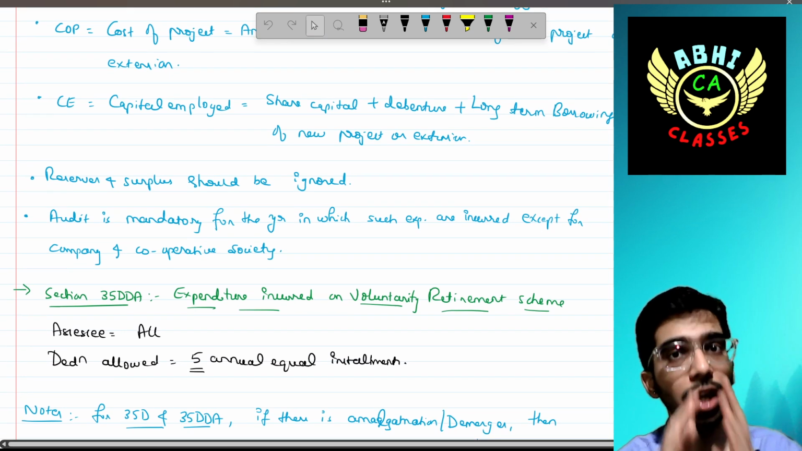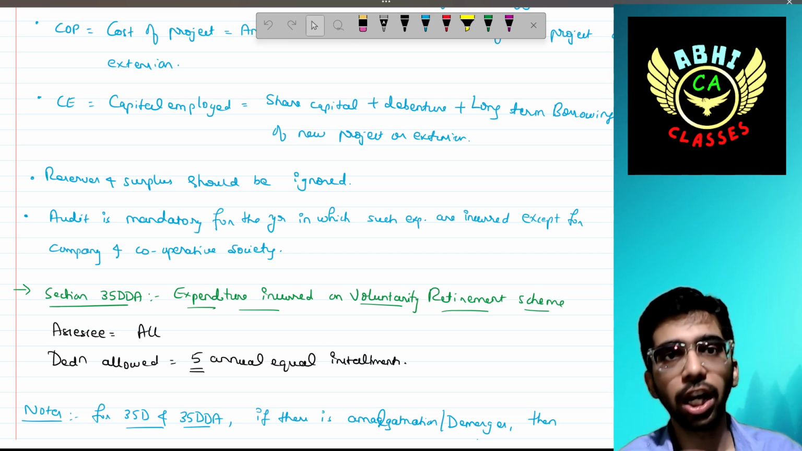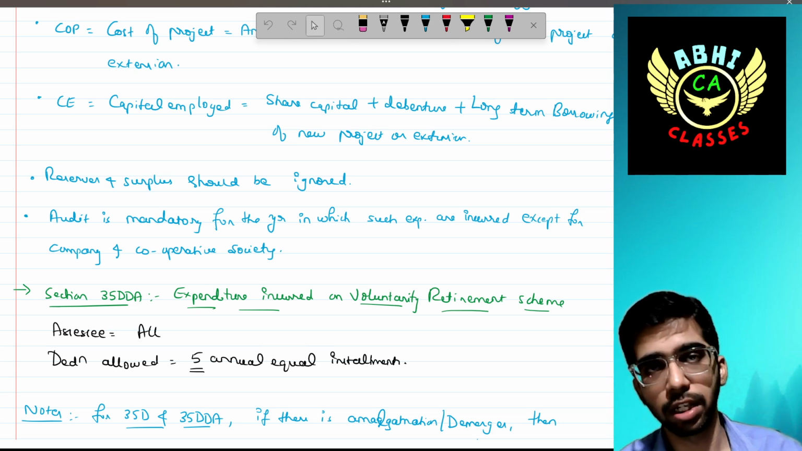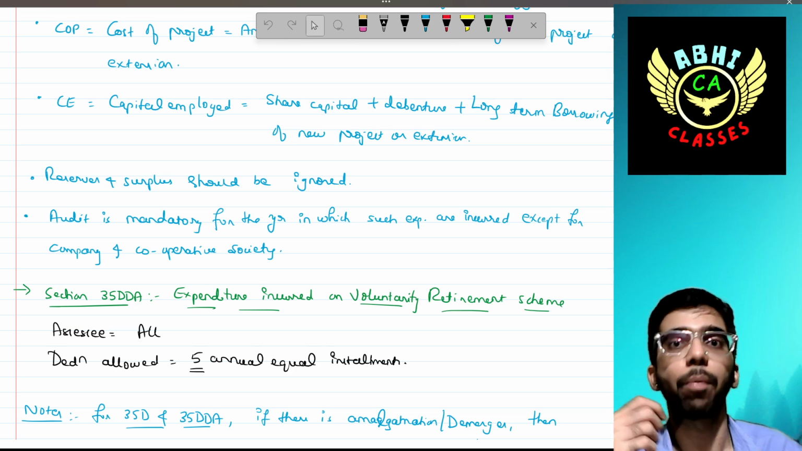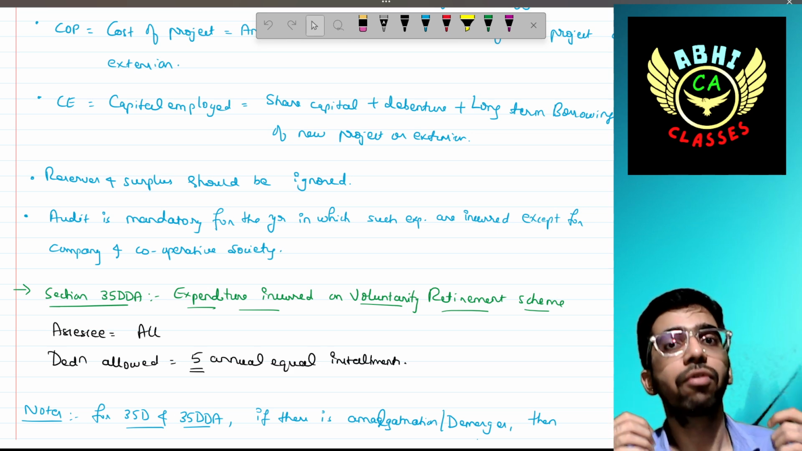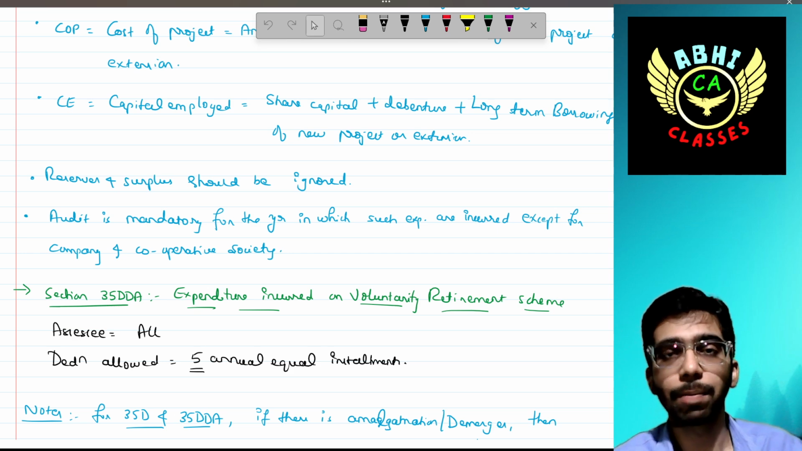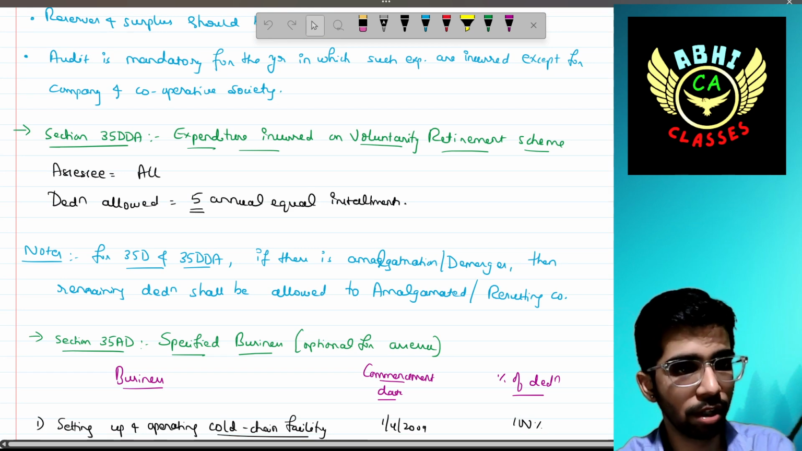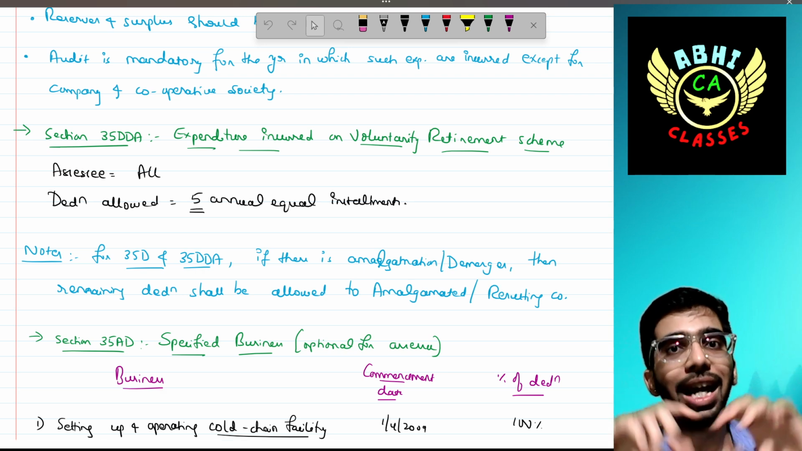Now, to claim this deduction, audit is mandatory by the respective chartered accountants as specified, and it is mandatory for the year in which such expenditures are incurred, except for a company or cooperative society. If the SSE is a company or cooperative society, then audit is not mandatory. If the SSE is other than these two, then audit is mandatory by the respective chartered accountants. Okay, simple.